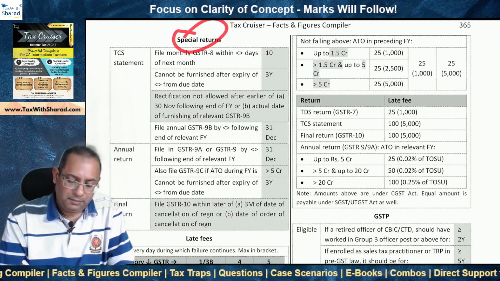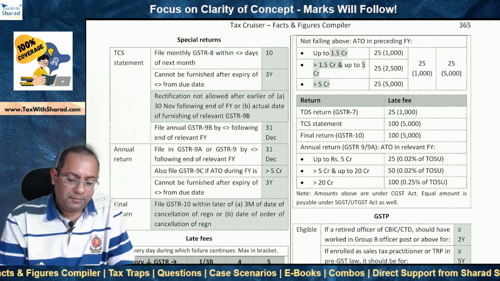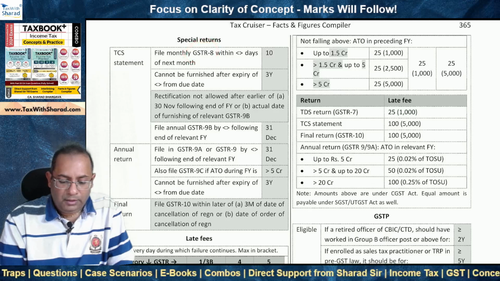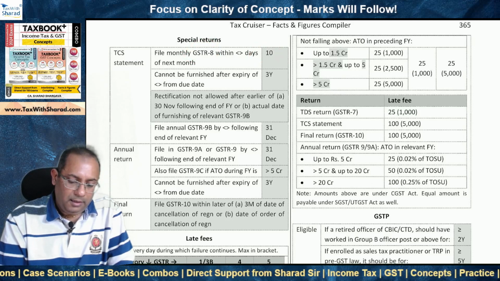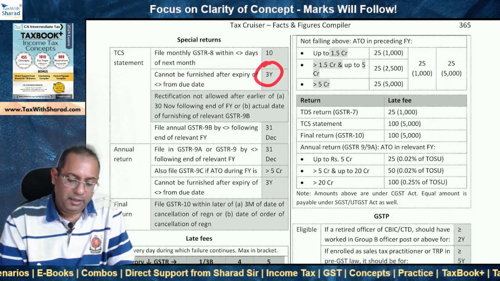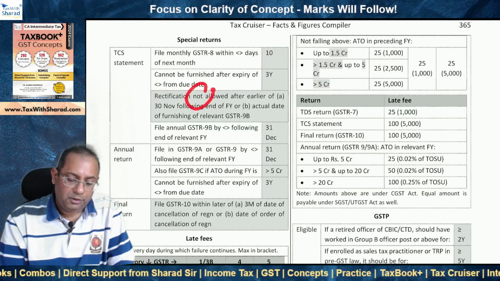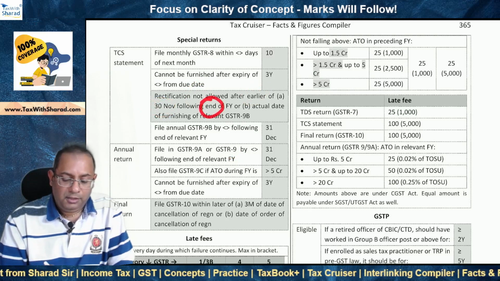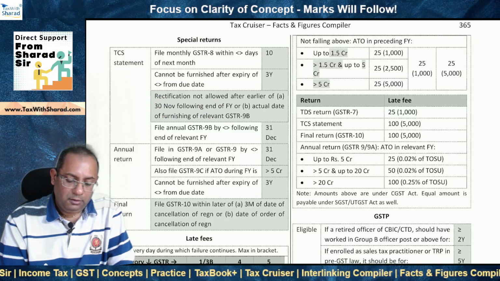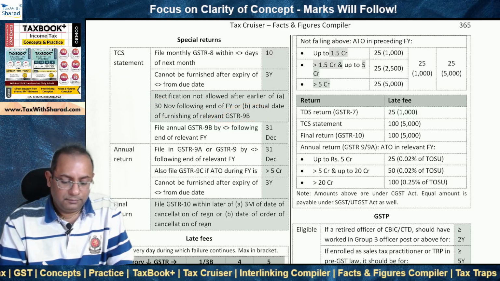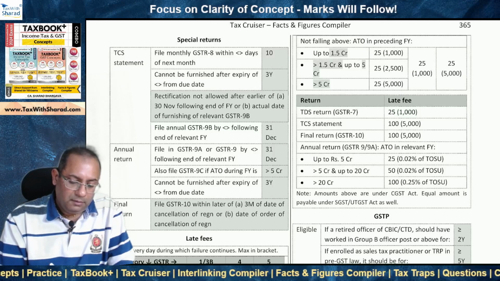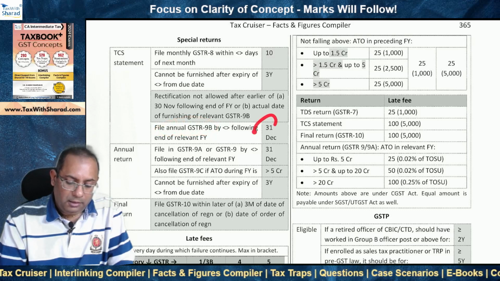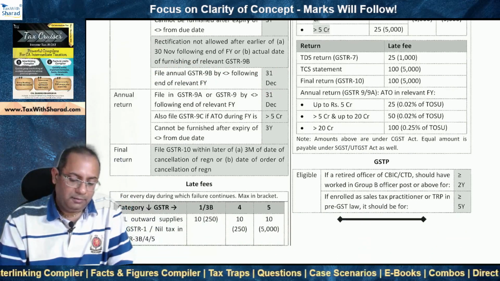There are certain special returns. TCS statement: it needs to be filed monthly in GSTR 8 within 10 days of the next month, and it cannot be furnished after the expiry of 3 years from the due date. Rectification is possible, but it is not allowed after the earlier of 30th November following the end of the financial year or the actual date of furnishing of the relevant GSTR 9B, which is the annual statement. The annual GSTR 9B statement needs to be filed by 31st of December following the end of the relevant financial year.